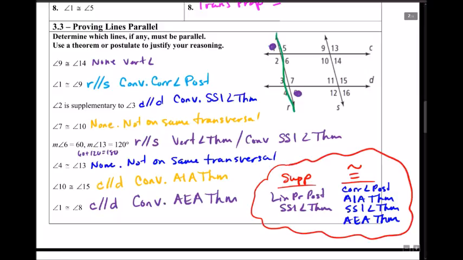You're letting me make a mistake here. Don't let me do that. Who are our congruent angles? Vertical angle theorem, corresponding angle postulate, alternate interior angle theorem, and alternate exterior angle theorem. Letting me put same side interior over there. So these are our 6 special angle pairs.